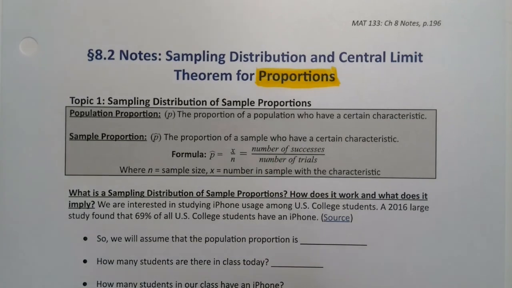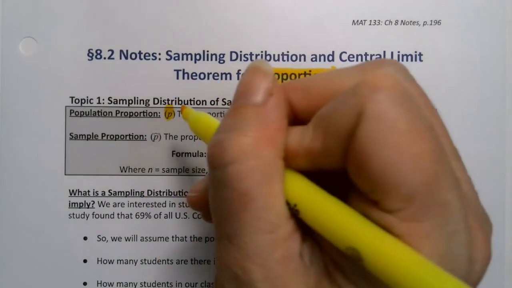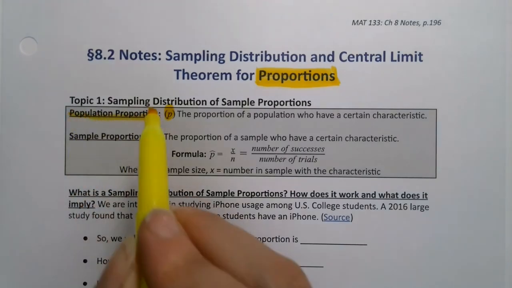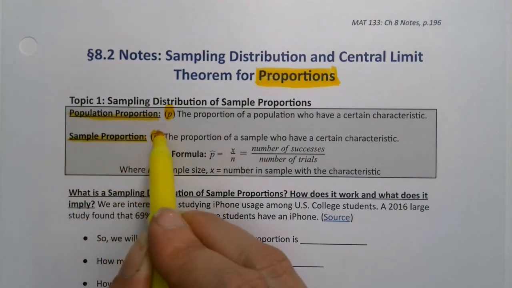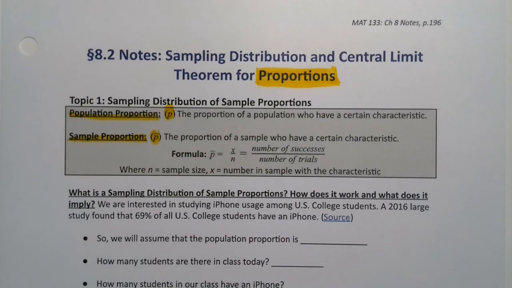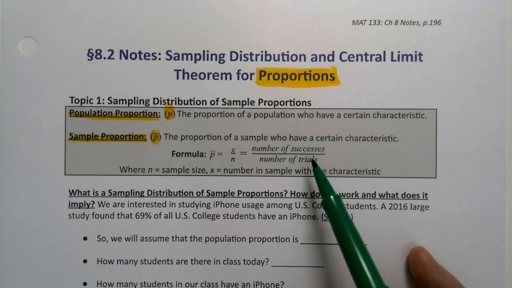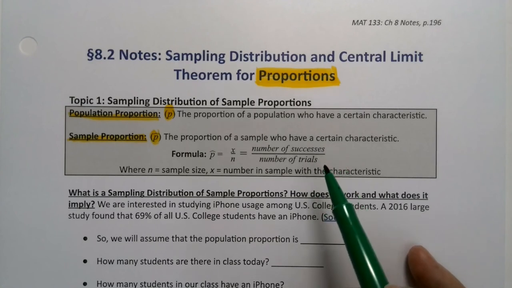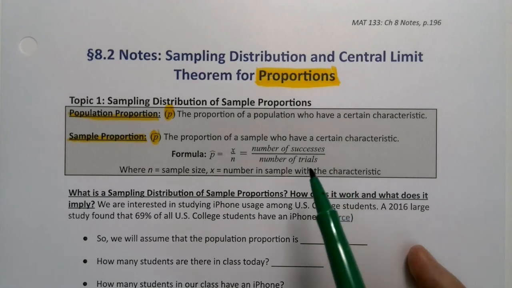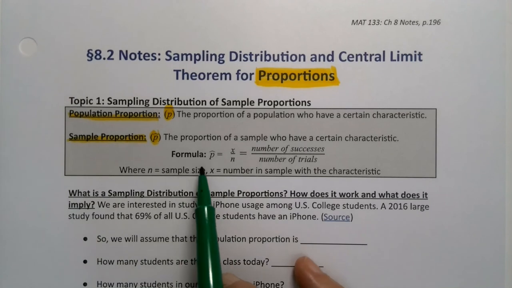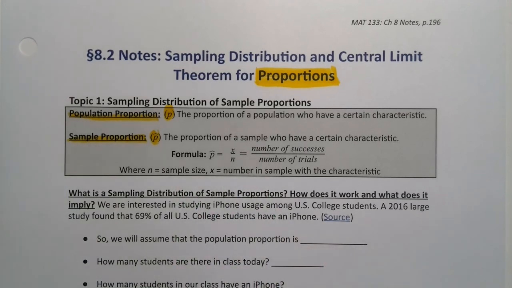A proportion, or a population proportion, is P, the proportion of a population that has a certain characteristic that you're looking for. The sample proportion is P hat, so it has a little hat on its head. The formula for the sample proportion is X divided by N. It's the number of successes divided by the number of trials. And if that sounds familiar, that's because it's very much related to the binomial distribution that we learned about in chapter 6, in section 6.2, to be precise. X was the number of successes, N is the sample size, the number of trials.